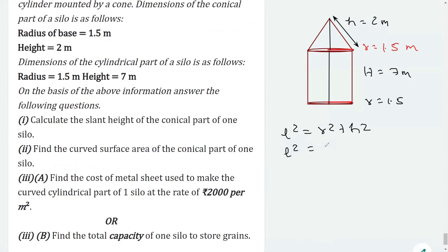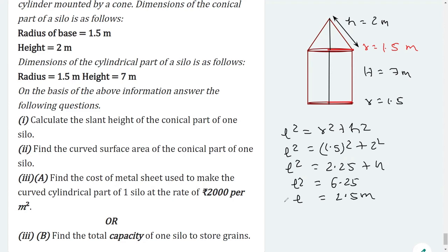R is how much? 1.5. So it should be 1.5 square. And H is 2, so it is 2 square. So further, L square is 1.5 square, which is 2.25, plus 2 square, which is 4. So L square is 6.25. We know that under root 6.25 is 2.5, so L is 2.5 meter. So we got the answer for the first part here.